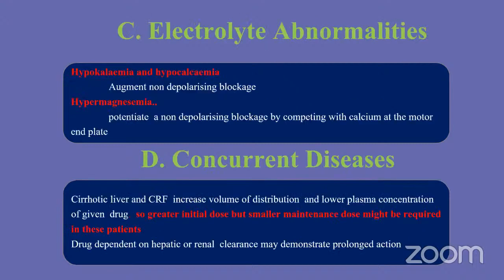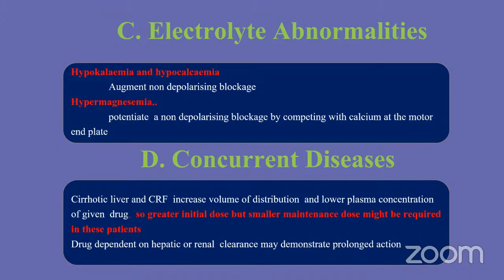Electrolyte abnormalities: hypokalemia and hypocalcemia augment the non-depolarizing blockade. Hypermagnesemia potentiates the non-depolarizing blockade by competing with calcium at the motor end plate. But you should remember that only when we give a dose equivalent to that given for eclampsia or preeclampsia does it potentiate the non-depolarizing agent. Using 500 mg or 1 gram of magnesium does not prolong the duration of non-depolarizing agents.